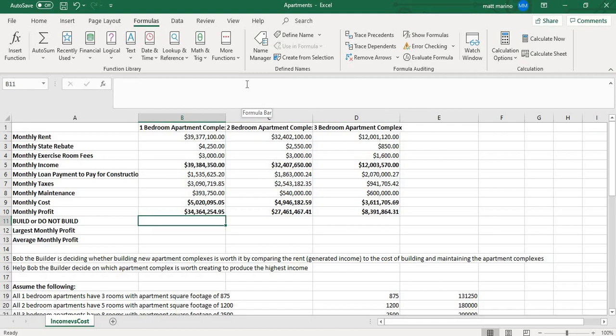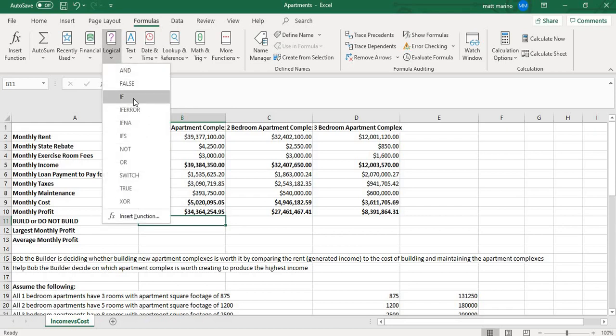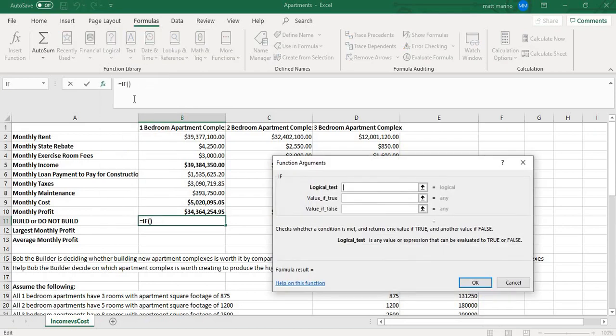However, we now need to determine whether or not Bob the Builder should build. So we need to create an IF function. So what do we need to check here? For our one bedroom, we want to see if B10 is greater than B9. We need to see if our profit is greater than our cost. So what do we do if this is true? We build. If this is false, we do not build.